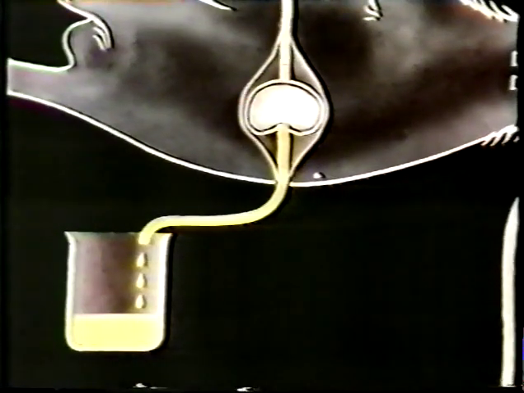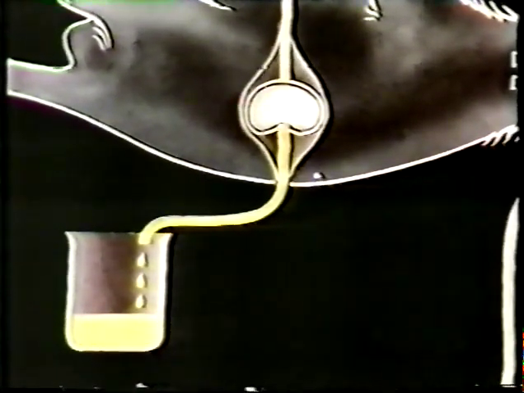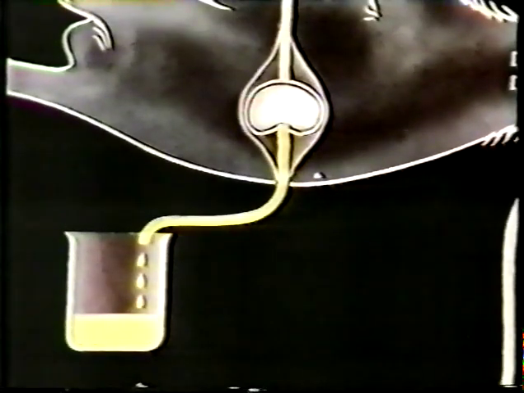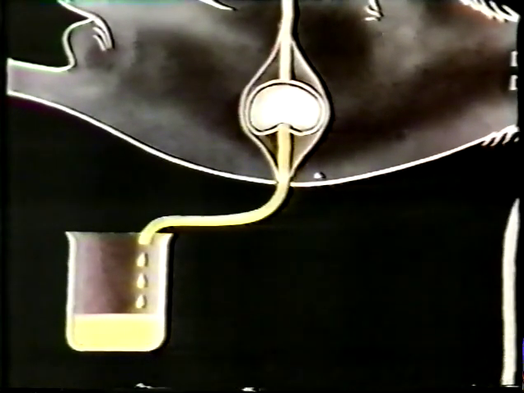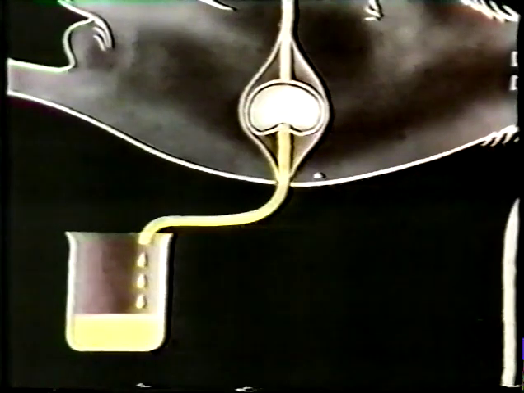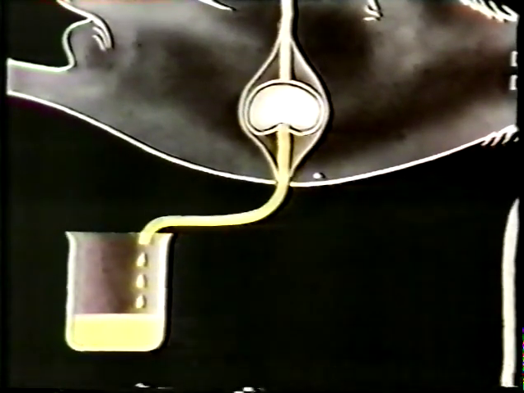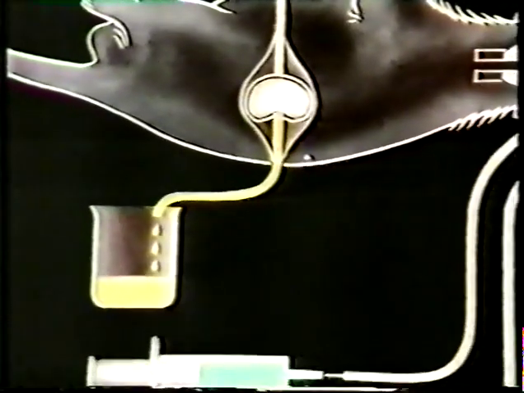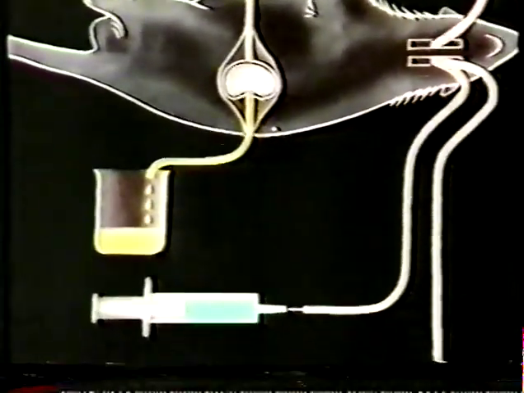There's a small opening in one side of the cup through which the ureter passes, which would normally convey the urine to the bladder, but as you can see, we've cut the ureter and put a catheter in so that we can collect urine directly. We can use such a preparation to carry out a variety of experiments.